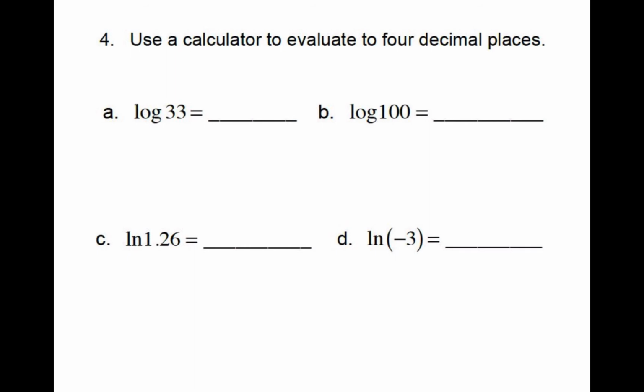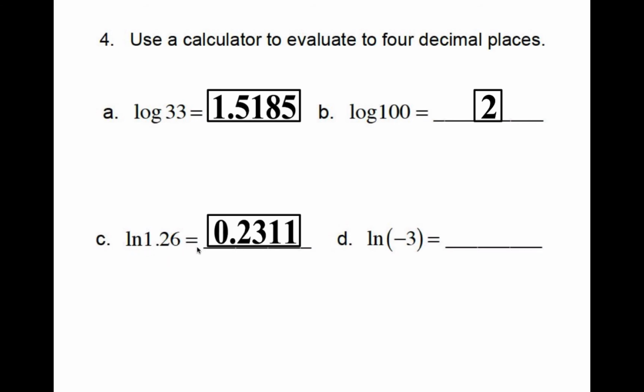So these you would just type into your calculator. You should have a basic log button on your calculator. So if you type in log 33, you should get 1.5185. If you type in log 100, you should get 2. You should also have a natural log button right below, typically, the log button. So the natural log of 1.26 is 0.2311. And then if you type in the natural log of negative 3, you should be getting an error because, again, you can't take the log of a negative. So this one is undefined.